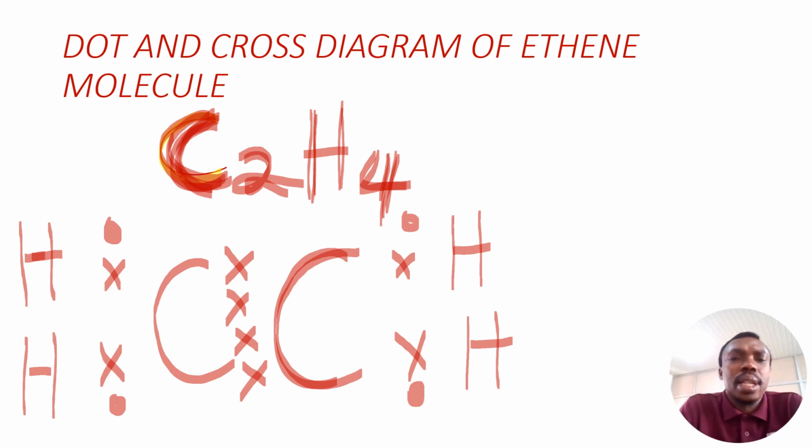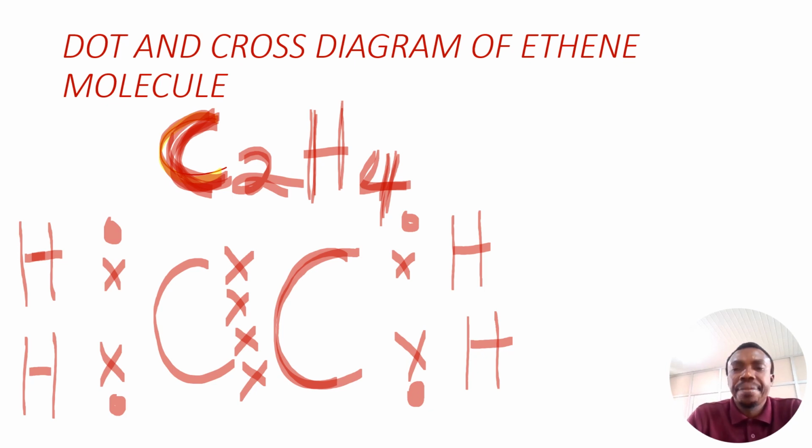So you can see that each of the atoms has attained its noble gas configuration. Carbon has completed 1, 2, 3, 4, 5, 6, 7, 8. It has completed its octet state. This carbon has completed 1, 2, 3, 4, 5, 6, 7, 8. The hydrogen has completed 1, 2. It has completed its duplet state.